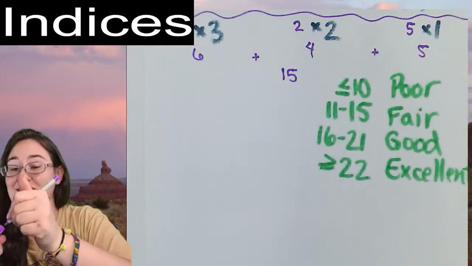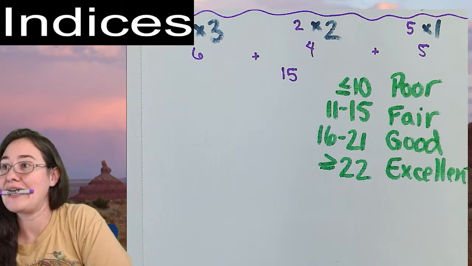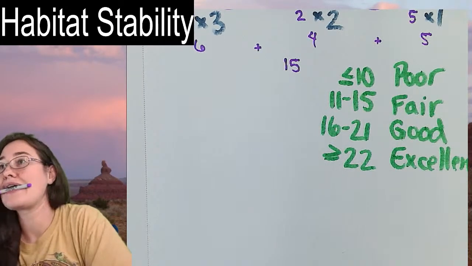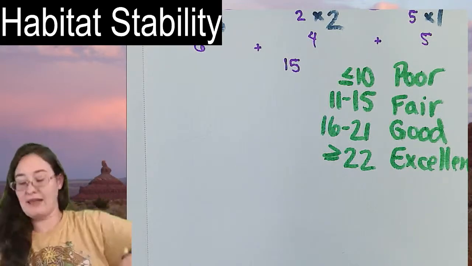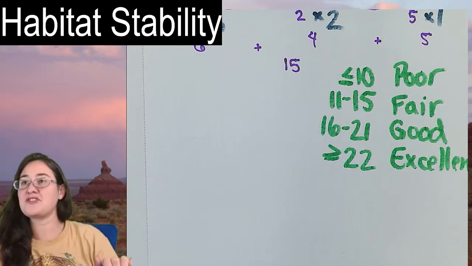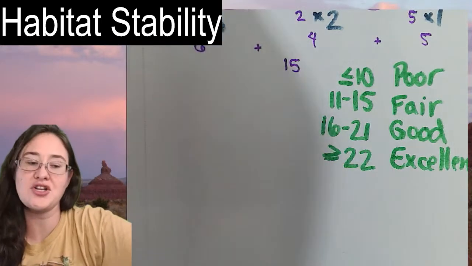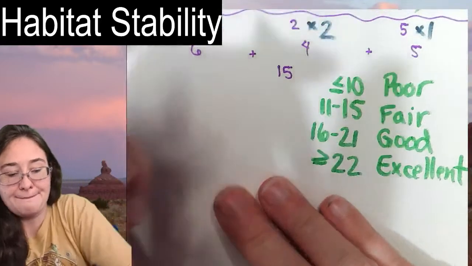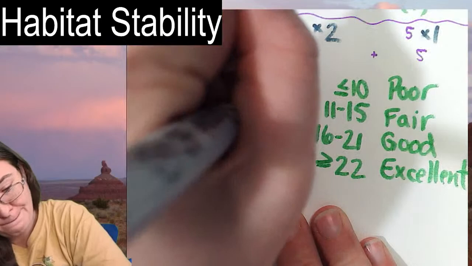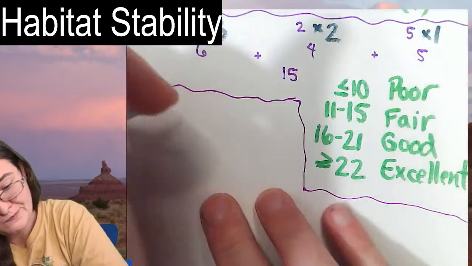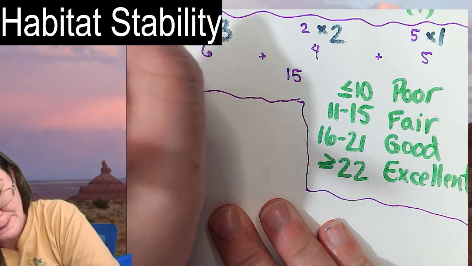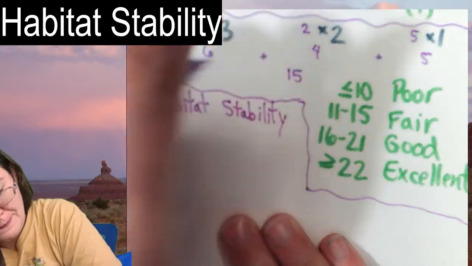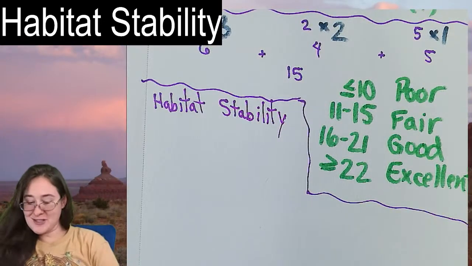There is a habitat stability index. And you want your habitat stability to be over 50%, or you want your answer to be over 0.5. So I'll go ahead and do that. All right, so habitat stability.